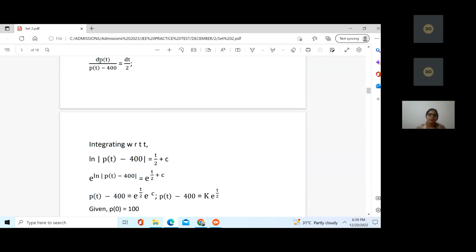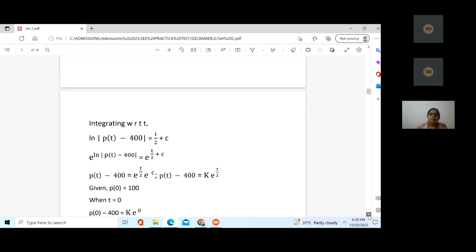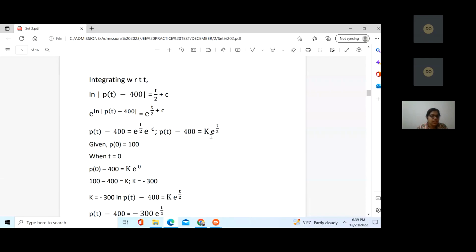For this term, you have studied it, right? The integral of dp(t) by p(t) minus 400 gives a log. So I'll write this as log of p(t) minus 400 equals t by 2 plus c. Now, if I take the exponential, I can remove the log: p(t) minus 400 equals e raised to t by 2 into e raised to c. I'm going to substitute e raised to c as k. Now, in the question, they have given me the value of p(0), which is 100.